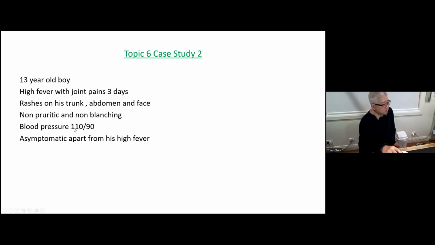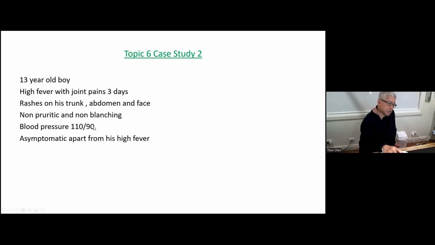So this is the difference of the systolic. The systolic is the maximum pressure when the heart contracts in systole. And 90 is the diastolic, the pressure when the heart relaxes in diastole. When the heart relaxes in the diastole, that is called the diastolic pressure. So in this case, the systolic pressure is still normal because 110 is still normal for a 13-year-old.